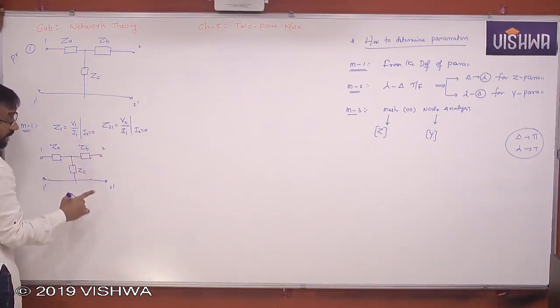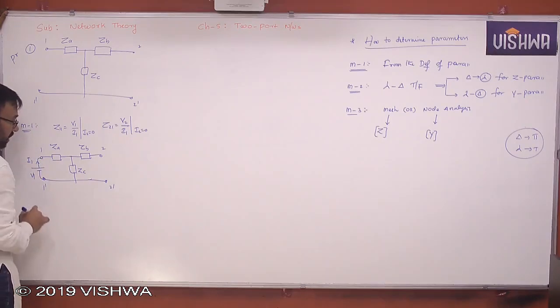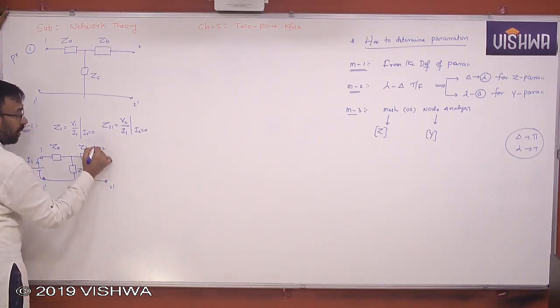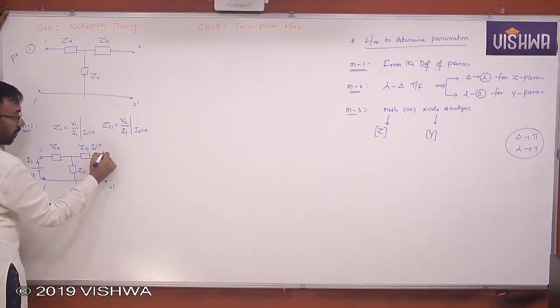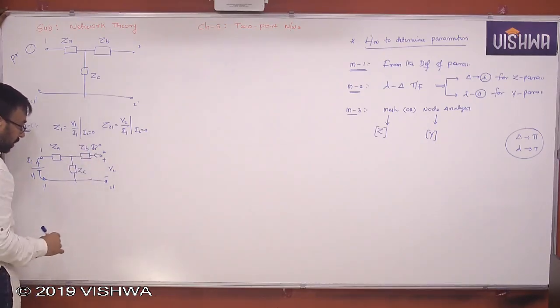Terminals 1, 1 dash, 2, 2 dash. Now let me connect a source here, excite it by V1 and send some current I1. There is no I2 because I2 is made 0 here. And this value is what? V2. I hope you understand. Okay. So this is V2.